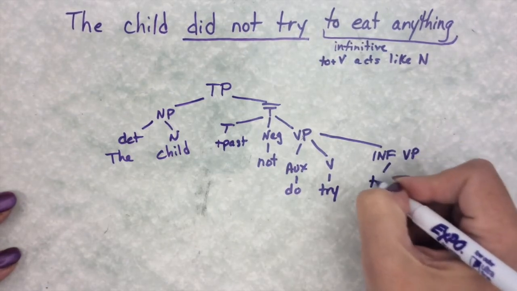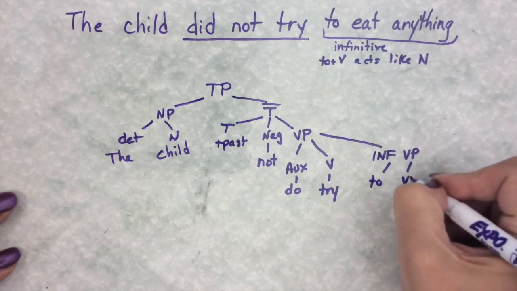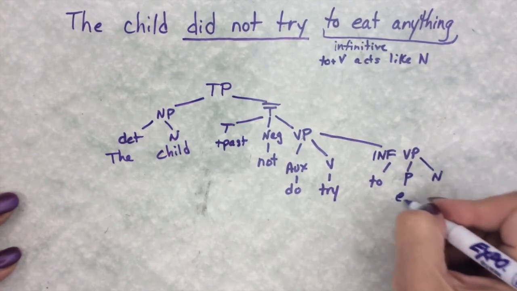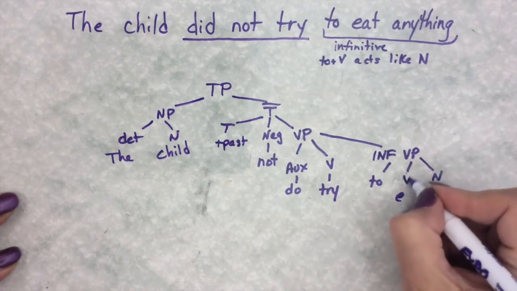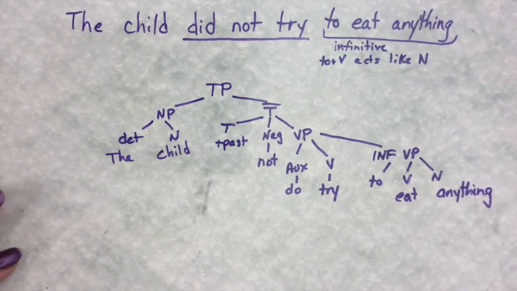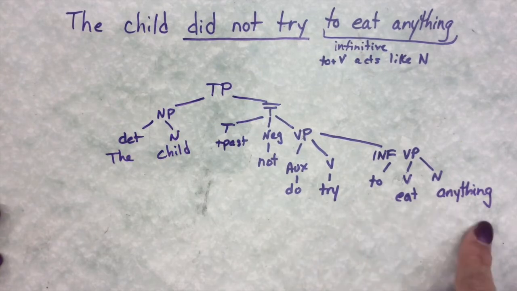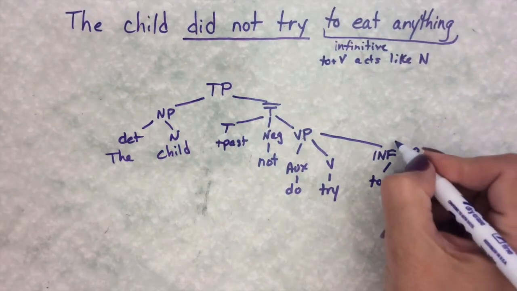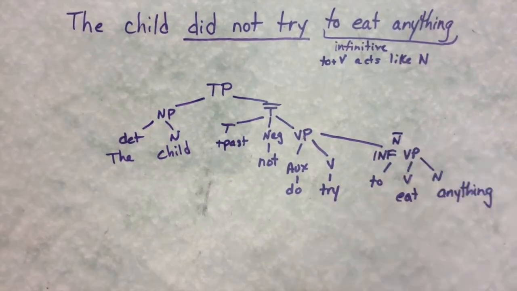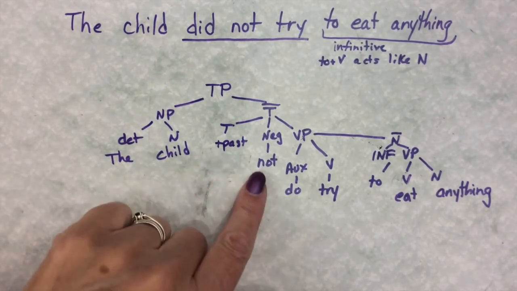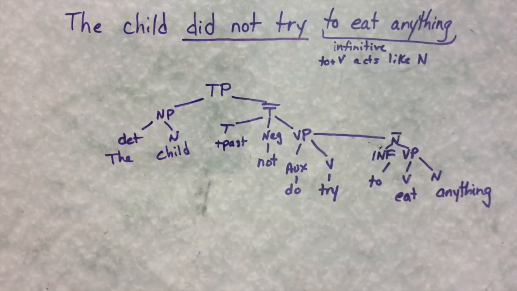we have verb phrase with a verb and a noun, which is eat anything. So an infinitive verb phrase, to eat anything. And it actually acts like a noun. If you wanted to, you could probably label it noun. It's acting like a noun, and it consists of an infinitive verb phrase, to eat anything. The child did not try to eat anything.